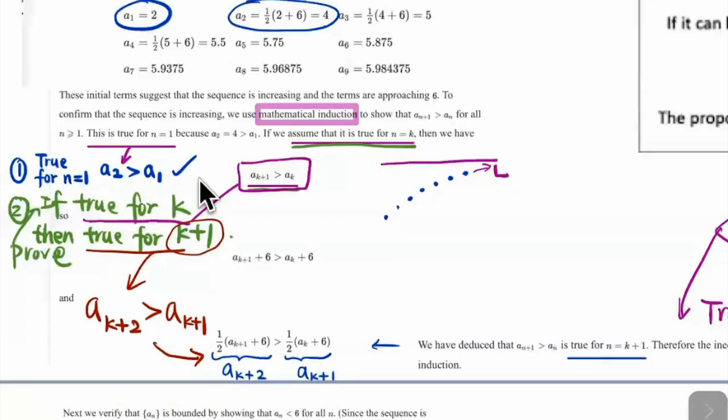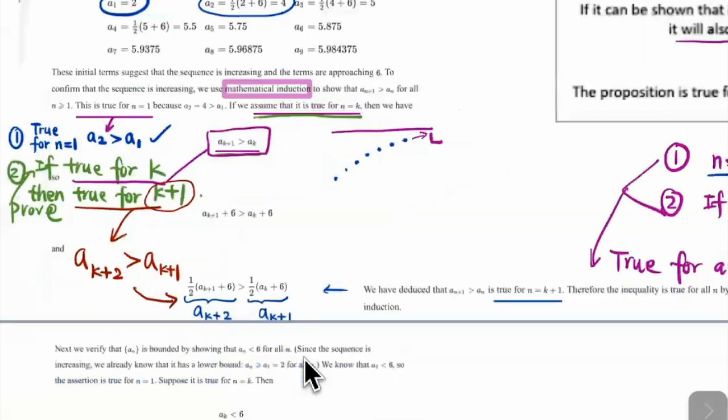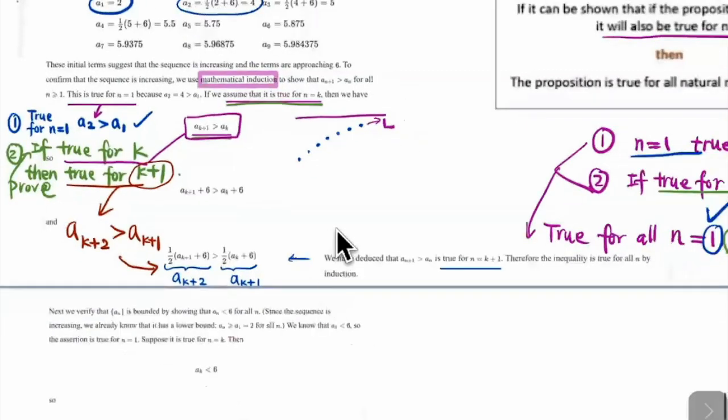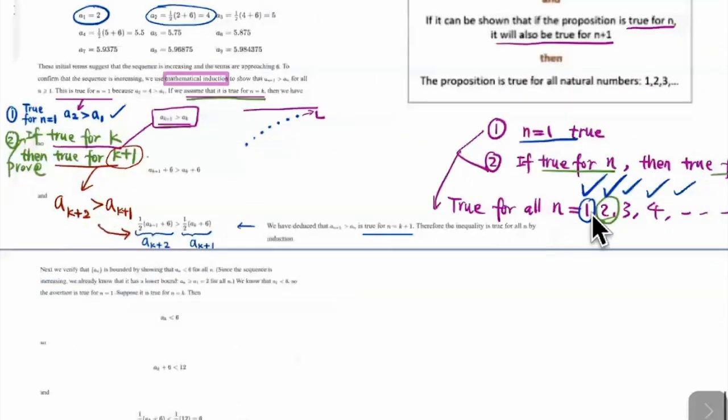So you just proved that if it's true for k, then it's true for k plus 1, which is this one. Now, by math induction, we have actually proved that this is true for all k, k to be 1, 2, 3, 4, etc. So this is actually an increasing sequence, proved by induction.